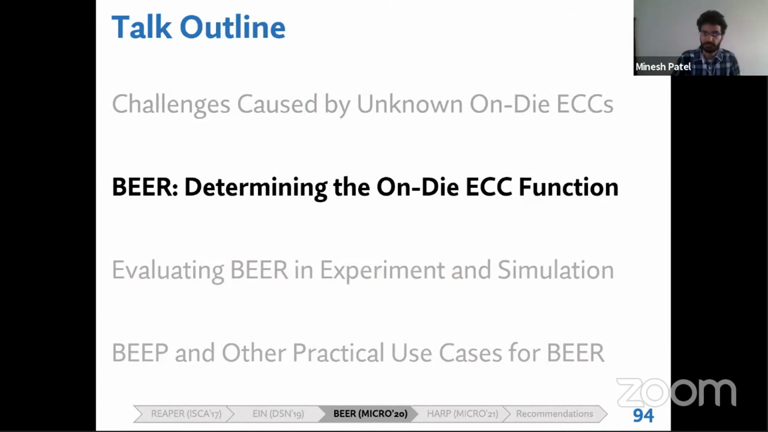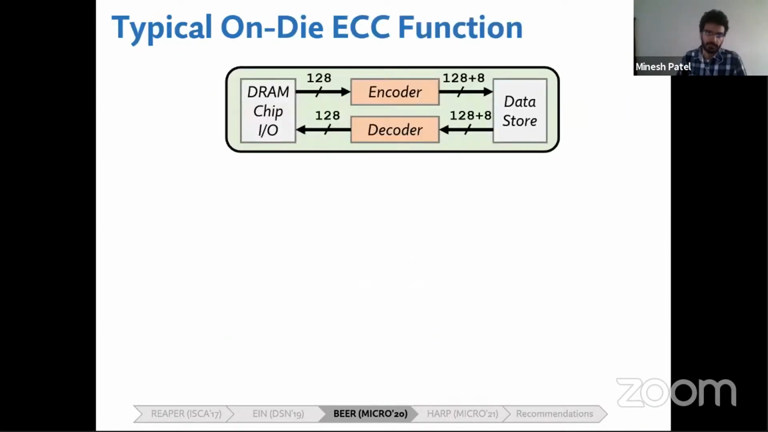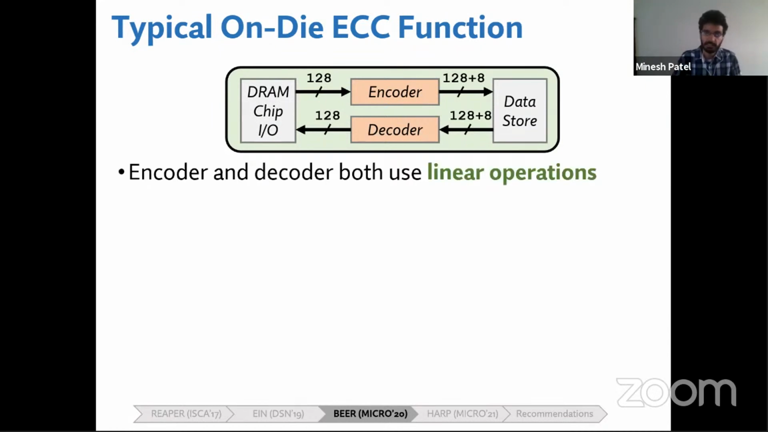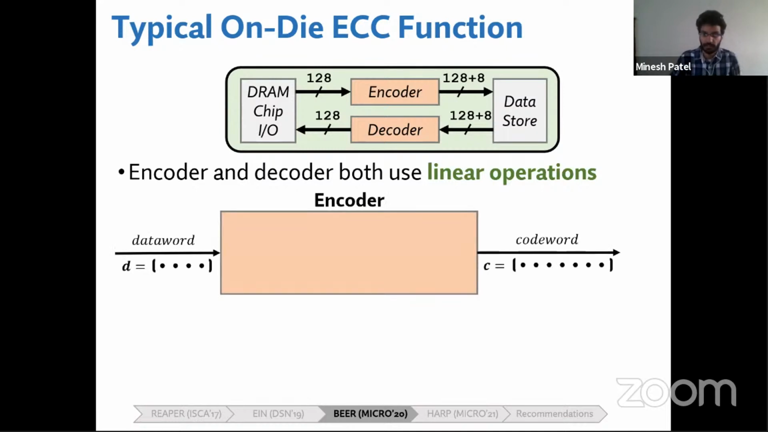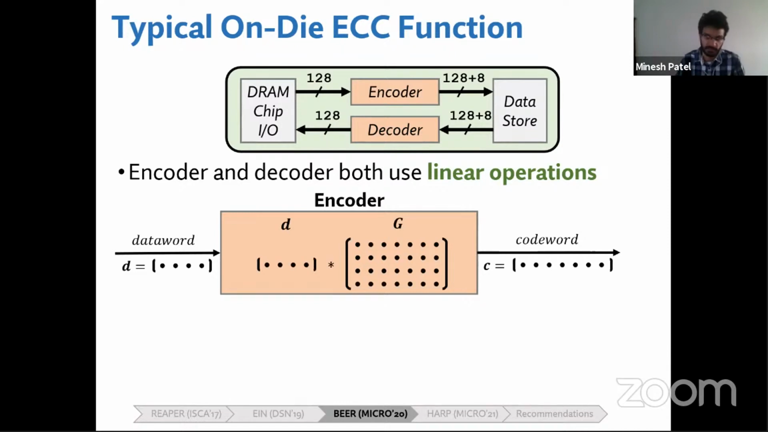So now I'm going to introduce BEER and talk about what it is and how it works. So here I reproduce the typical on-die ECC function that I showed earlier. So let's talk about some important characteristics here. So both the encoder and decoder use linear operations. And so we can think of the encoder as a black box that accepts a data word and outputs a code word. Within this black box, the data word is multiplied by a generator matrix G to form the code word. And this defines the linear transformation that happens.